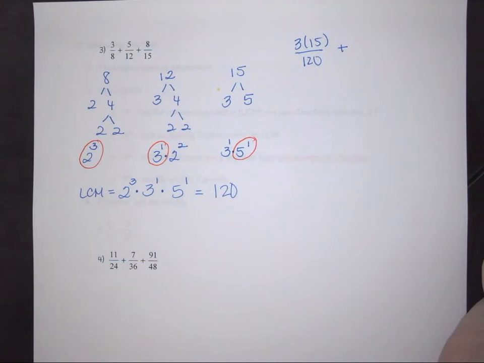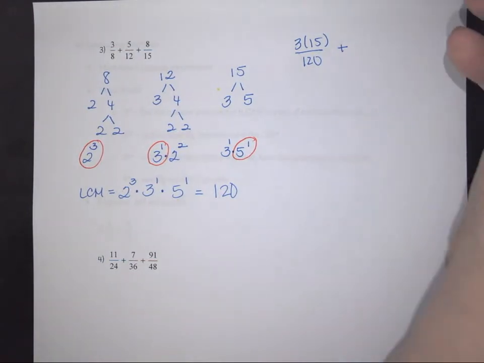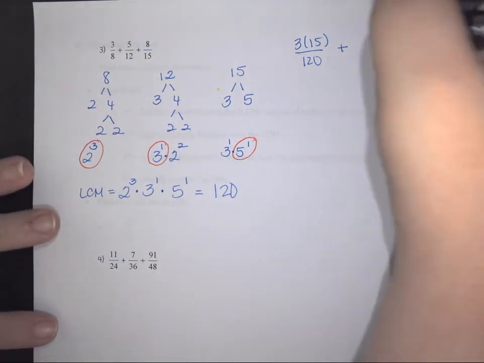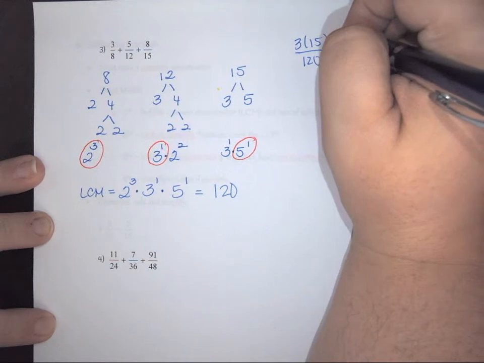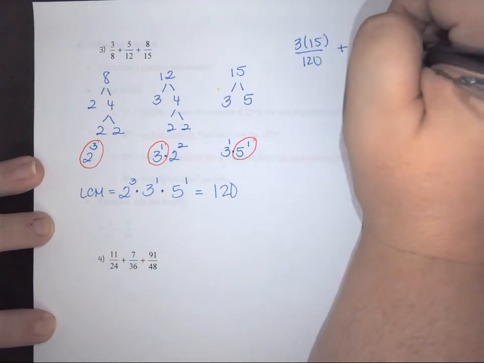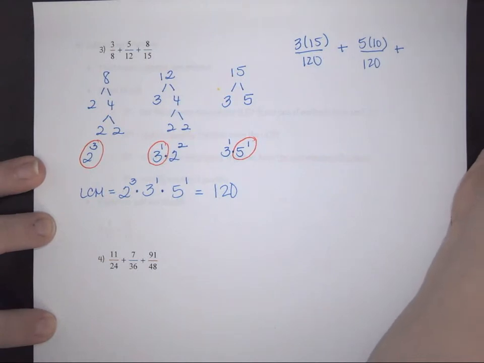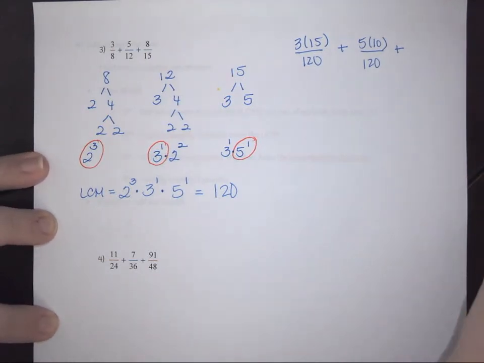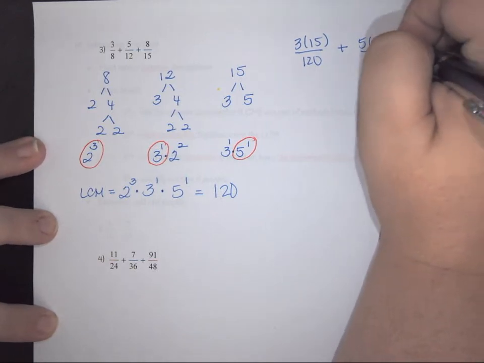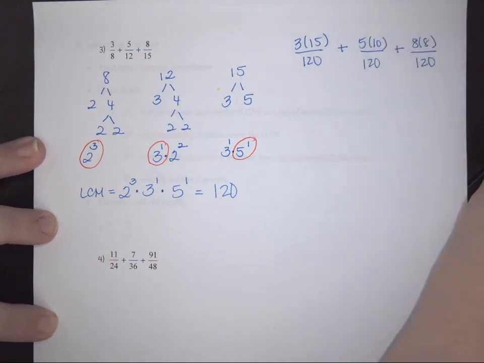And then how do I turn 12 into 120? Well, I multiply by 10. And so here, I'm going to have 5 times 10 over 120. And then how do I turn 15 into 120? Well, I multiply by 8. So then I'm going to have 8 times 8 over 120.